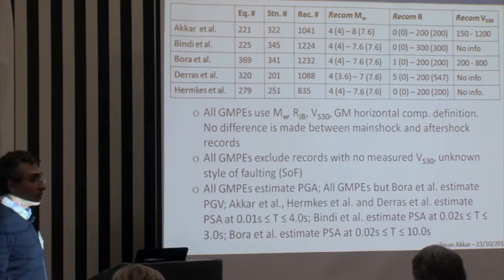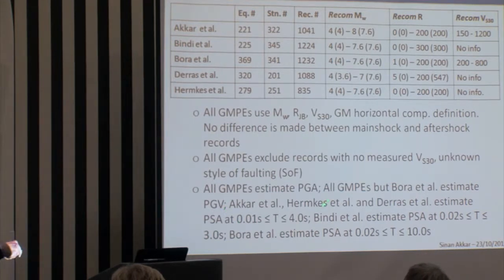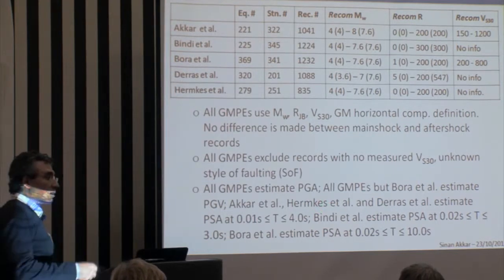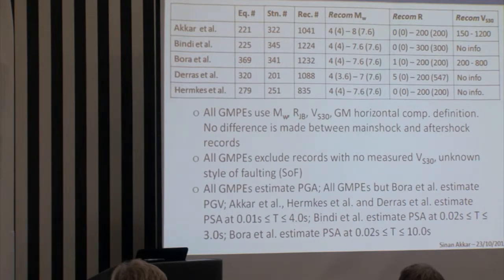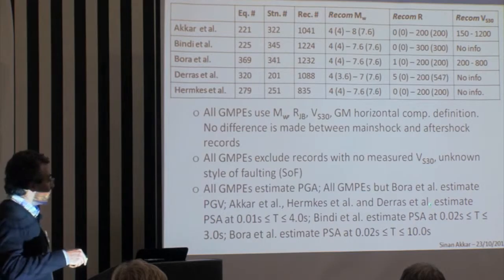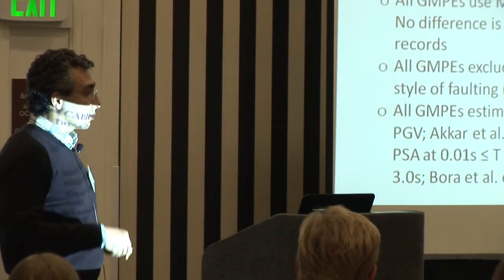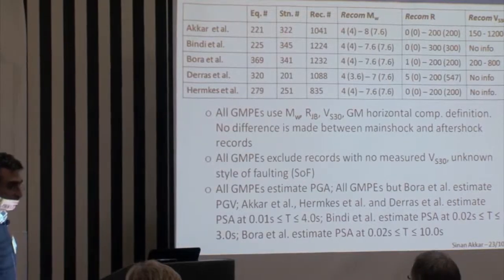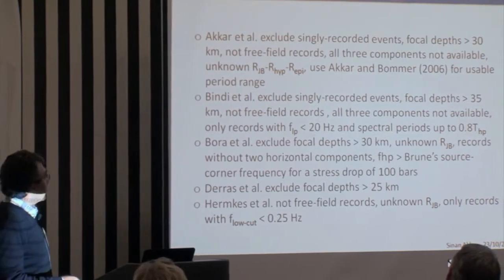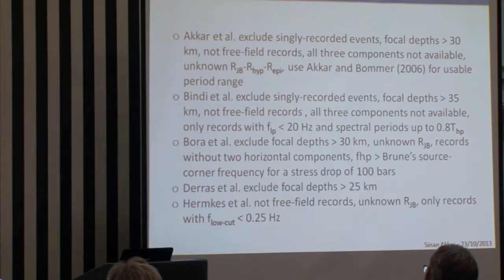Again, all GMPEs but Bora et al. estimate peak ground velocity. Akkar et al., Hermkes et al., and Derras et al. estimate pseudospectral acceleration between 0.01 second and 4 seconds. Bindi et al. estimate pseudospectral acceleration between 0.02 seconds and 3 seconds. And Bora et al. estimate pseudospectral acceleration between 0.02 seconds and 10 seconds. All right. So these are the major features, but now the differences for each predictive model.